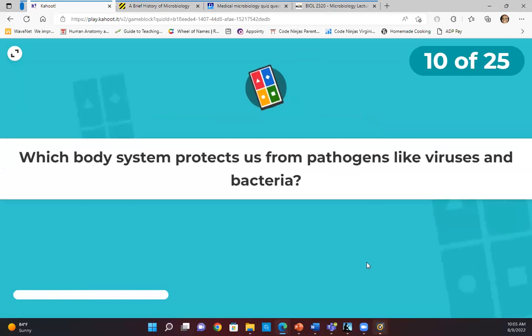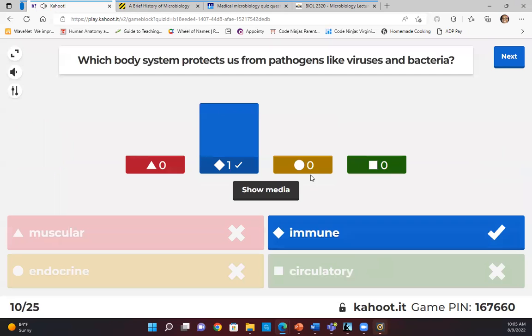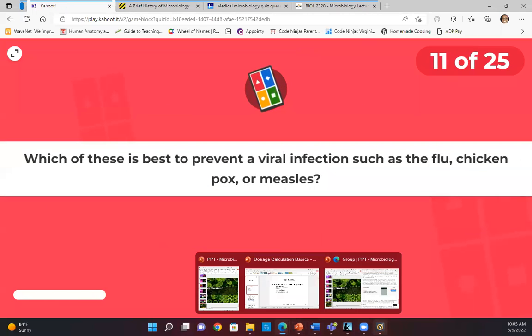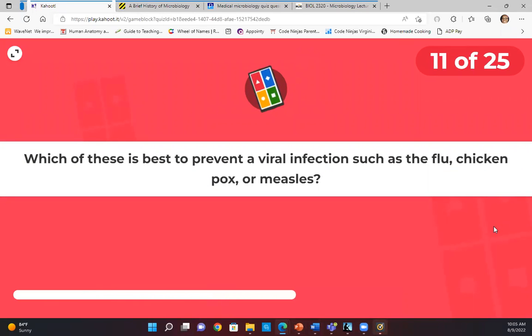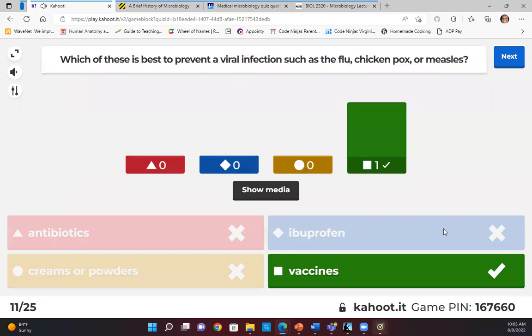Question 10. Which body system protects us from pathogens like viruses and bacteria? Is it the muscular, immune, endocrine, or circulatory? Yes, it is the immune system. Excellent. Okay. Question 11. Which of these is best to prevent a viral infection such as the flu, chickenpox, or measles? Antibiotics, ibuprofen, creams, powders, or vaccines? Yes, vaccines.